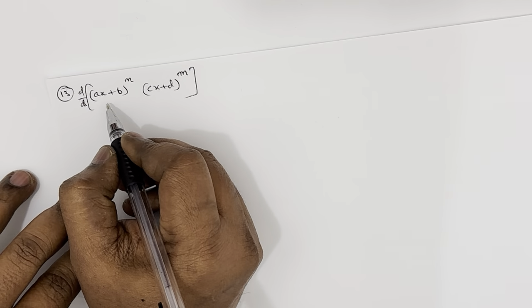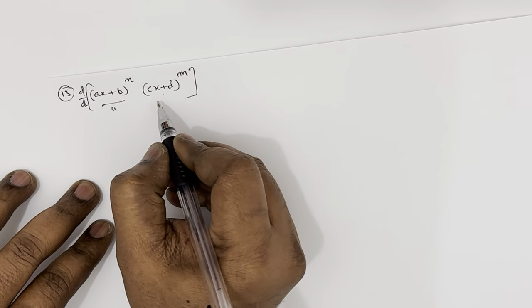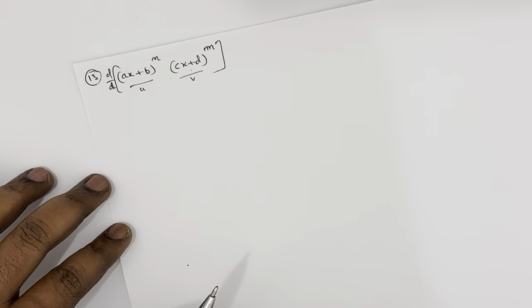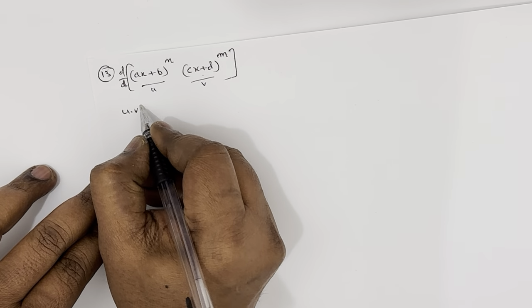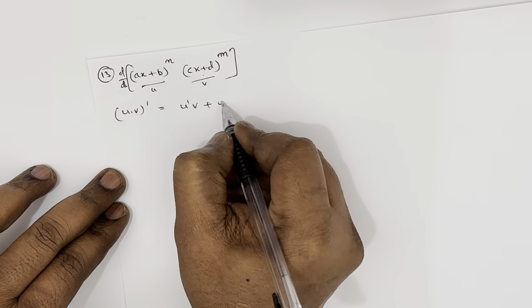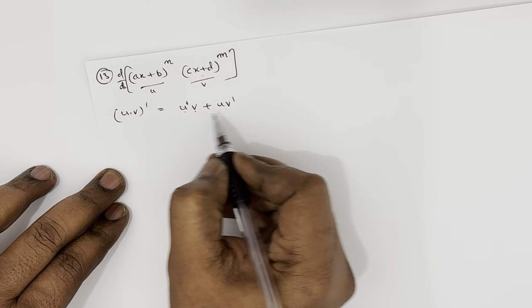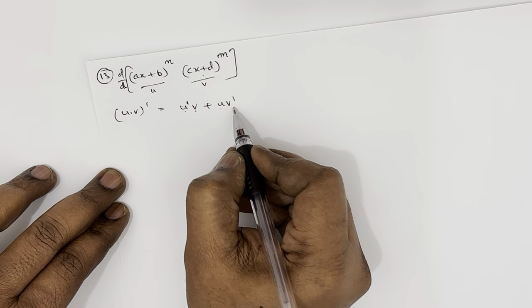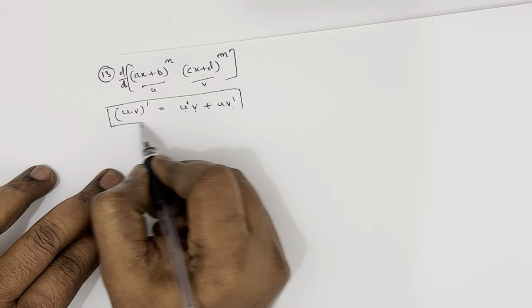Okay, now assuming this to be two functions, a product of two functions, this is u and this is v. If you assume it, then you can write (u dot v) whole dash, which is equal to u dash v plus u v dash. Derivative of u multiplied by v plus u multiplied by derivative of v. So this is the formula.